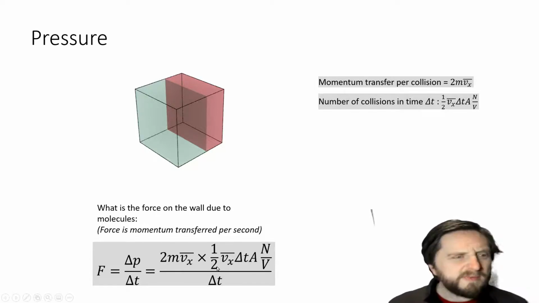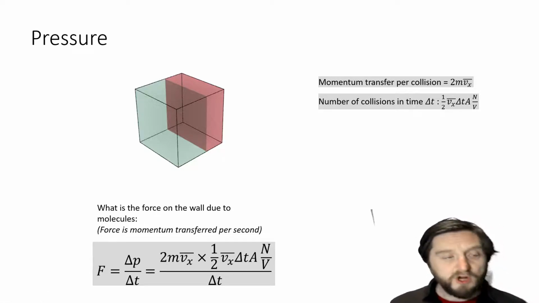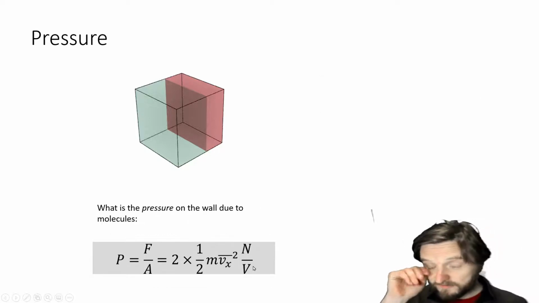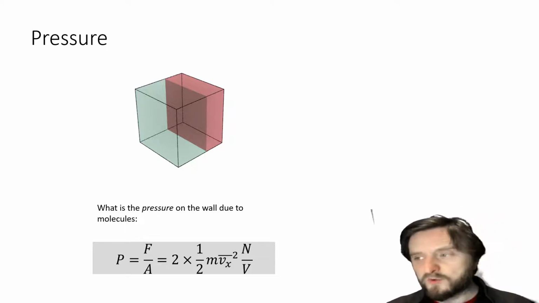It looks kind of a bit messy, but we could clear it up a little bit here. First of all, we have a delta t top and bottom, so we could cancel those out. We have an average velocity here, an average velocity here, so we could multiply those two together. And of course, we also want to find the pressure rather than the force. So what we want to do is divide all of this force by the area of that end wall. So if we do that, that's going to simplify to 2 times 1/2 mvx squared n over v.